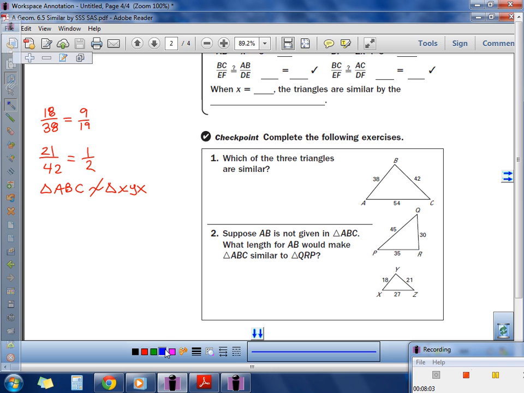So next up, let's maybe try the small and the medium, see how they do. So smallest number once again is 18. On the medium, what's our smallest number? 30. So that's 9/15, 3/5. All right, so medium numbers now. Medium numbers would be 21, 35, so that's 3/5. Now the biggest numbers on those two triangles, and that simplifies to 3/5. Are they similar? There we go.